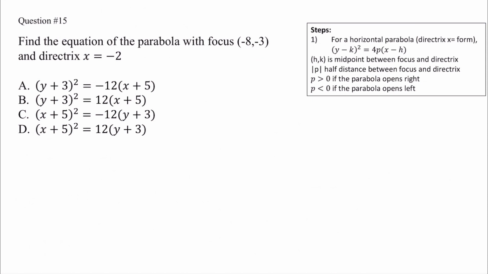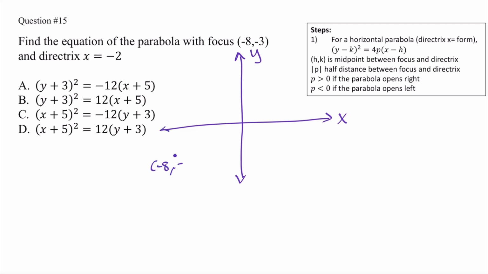So in this problem, it wants us to find the equation of the parabola, the focus, negative 8, negative 3, and directrix x equals negative 2. So I think it's always helpful to kind of sketch a coordinate plane and get a picture of what this parabola kind of looks like. So the focus of negative 8, negative 3 means the focus is going to be down here. And the directrix is at x equals negative 2. So that's going to be like here. So that means my parabola is going to be a sideways parabola, and it's going to open up to the left.